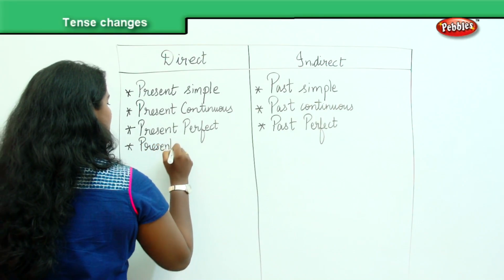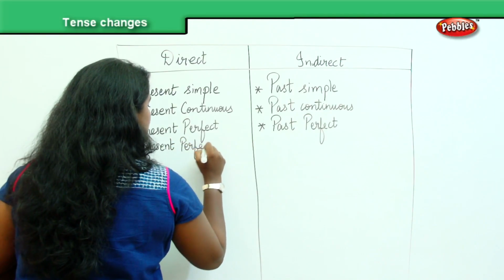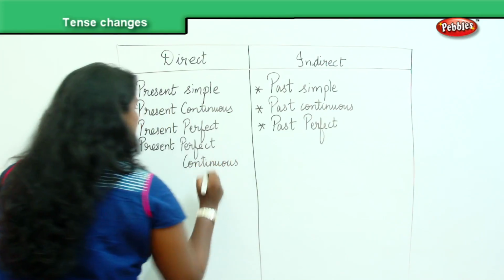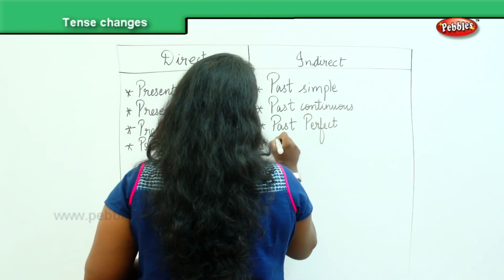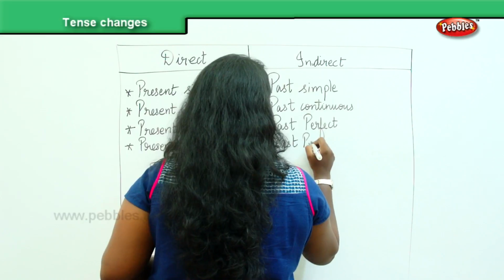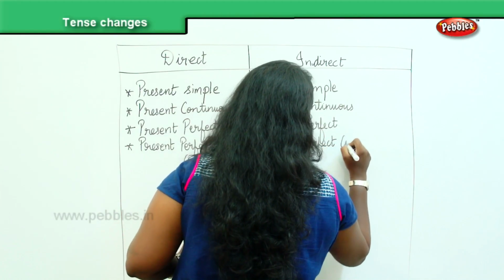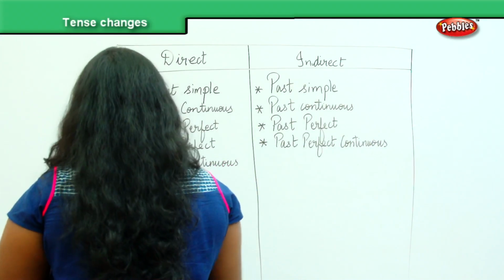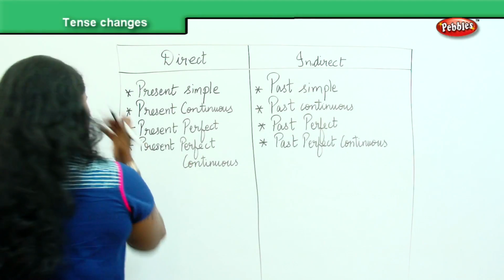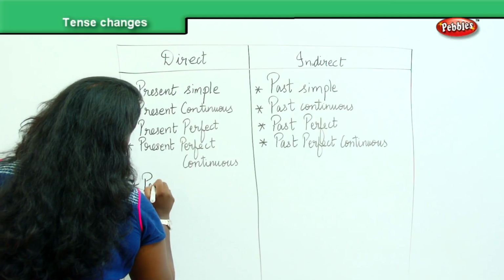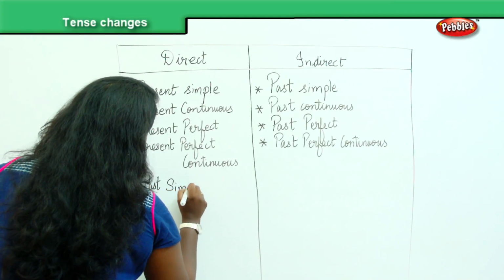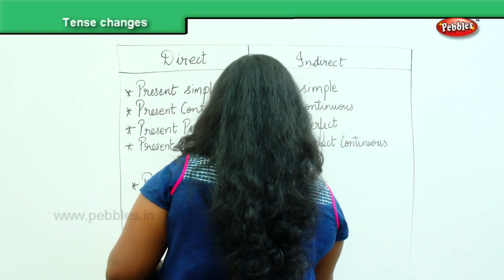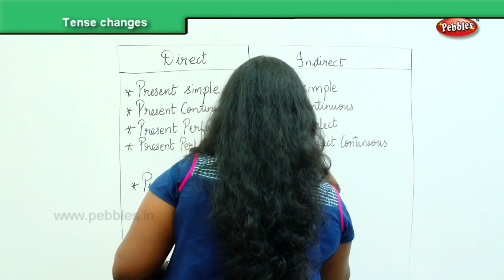Present perfect continuous tense will become past perfect continuous tense. The next probability is past simple or simple past tense. When converted to indirect speech, it will become past perfect.